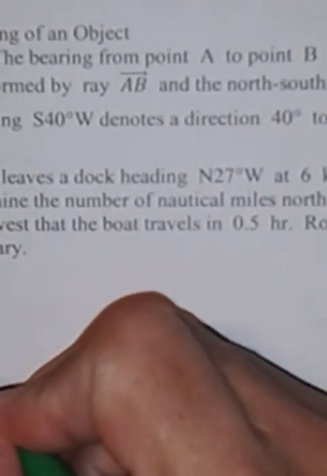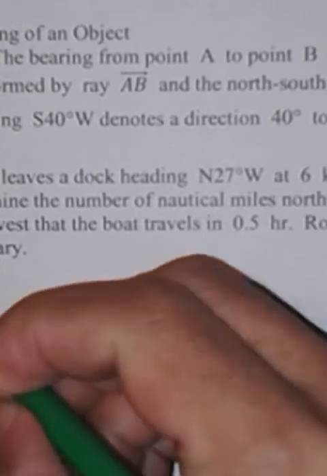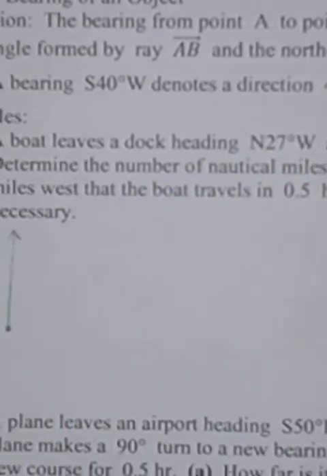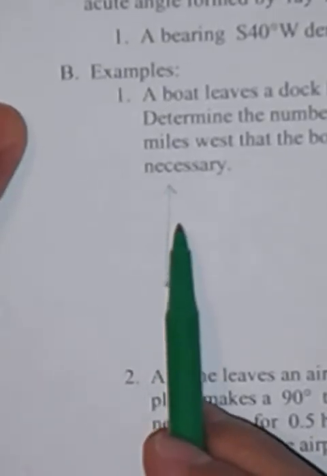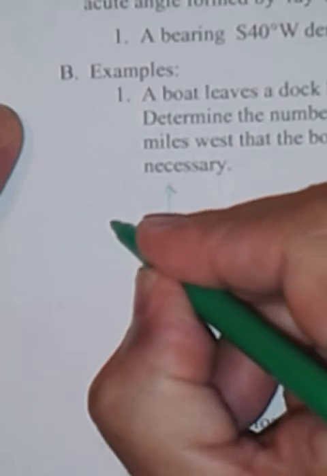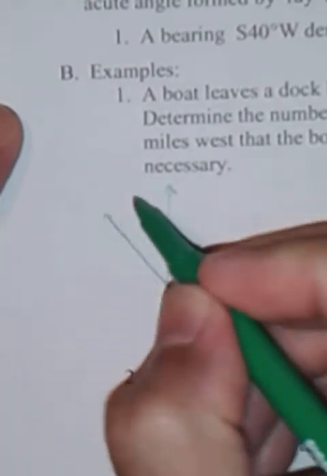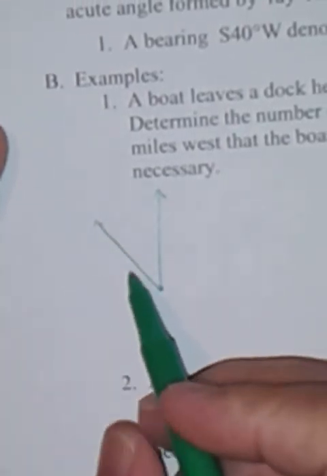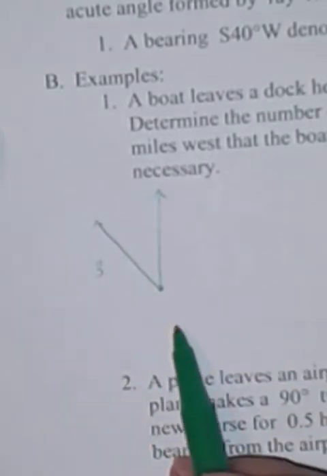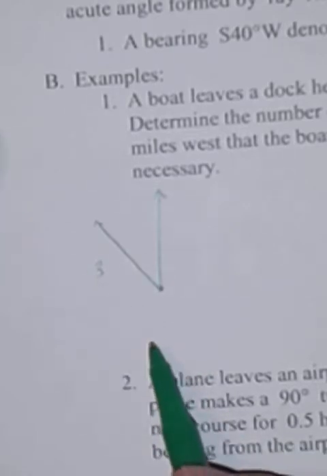So I'm going to draw a picture. So again, I'm going to draw the north direction from the starting point. I don't need the south because it's not mentioned at all. And then from there, west 27 degrees. So that's where my boat went. And I drew a line that represents the distance my boat went, and it went 3 nautical miles at an angle 27 degrees west of north.